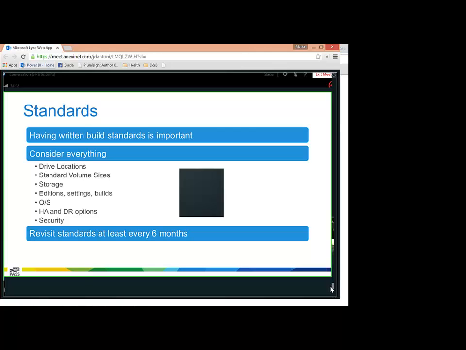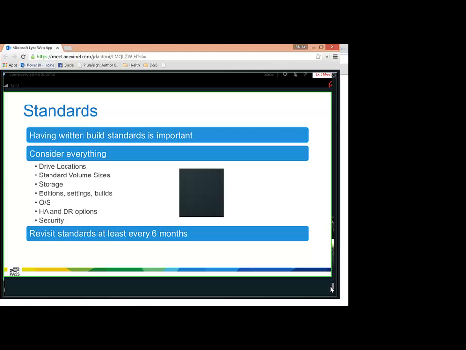Editions, settings, and builds. So what versions of SQL Server you support, whether you support a mix of standard and enterprise edition, and then what settings you apply across those. One thing with the private cloud we tried to do is limit the number of versions we supported, because the number of versions that you support is going to increase the number of templates you have. The more templates you have, the more maintenance you're going to have to do when it comes to patches.